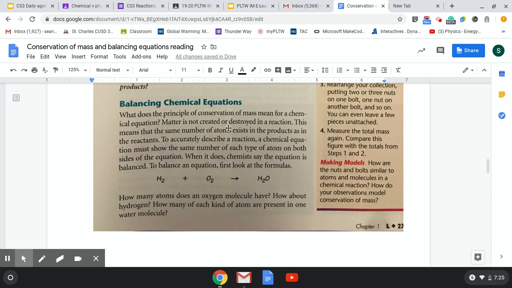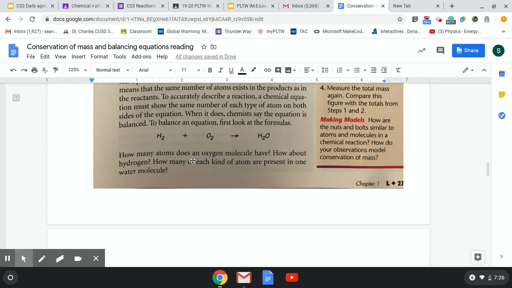So matter is not created or destroyed in a reaction. This means that the same number of atoms exist in the products as in the reactants. To accurately describe a reaction, a chemical equation must show the same number of each type of atom on both sides of the equation. When it does, chemists say the equation is balanced. To balance an equation, first look at the formulas. So we have H2 plus O2 yields H2O.